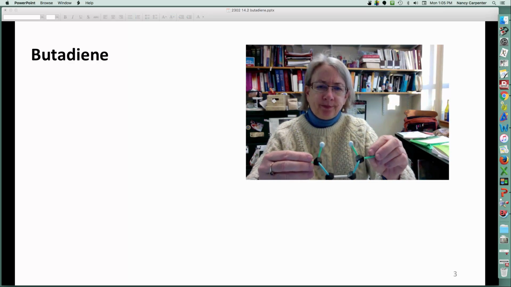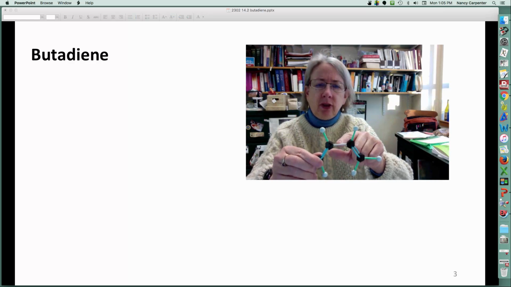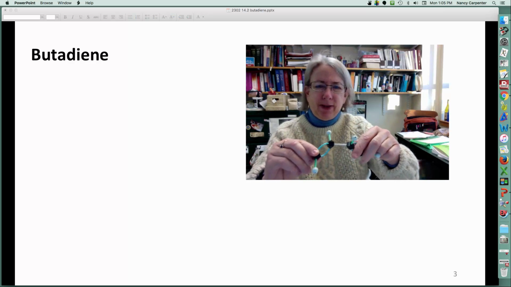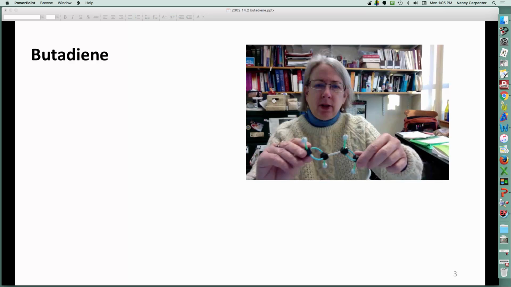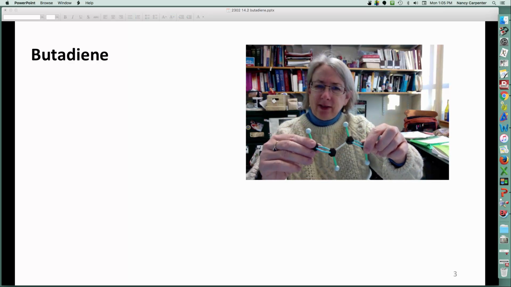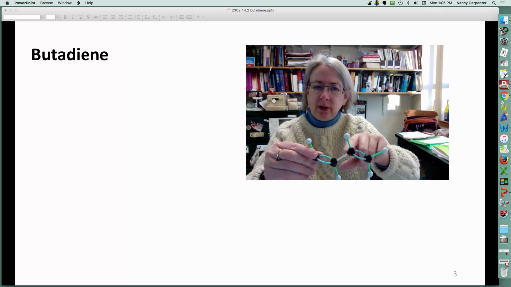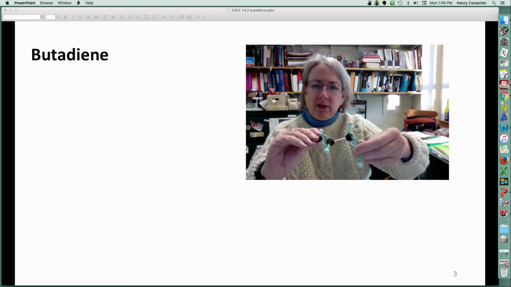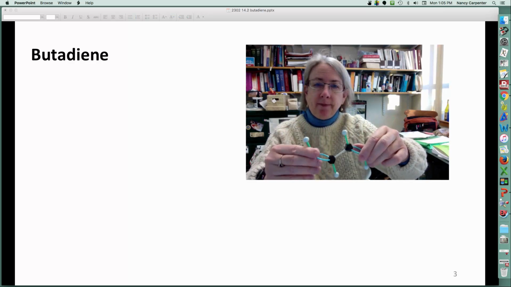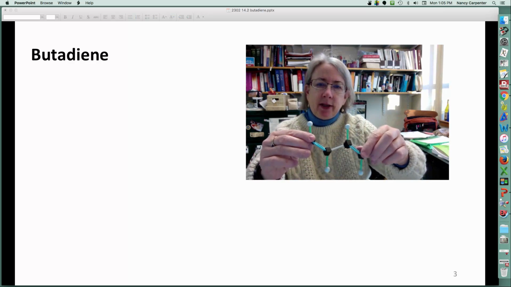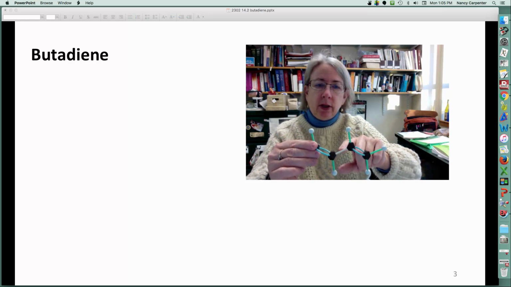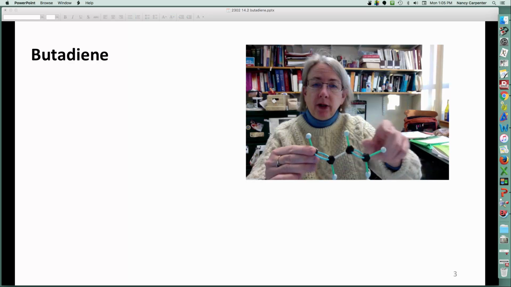But here's the rub. It turns out that the rotation around that C2-C3 single bond is really tough. I can barely move these apart. So that doesn't make sense. If C2-C3 is a regular single bond, it should be pretty easy to rotate around that bond, and it's not. What that is telling us is that that bond isn't a full-fledged single bond. It has partial double bond character.